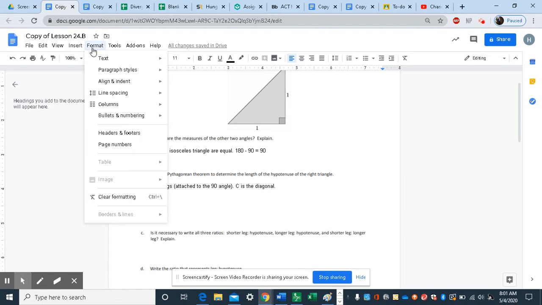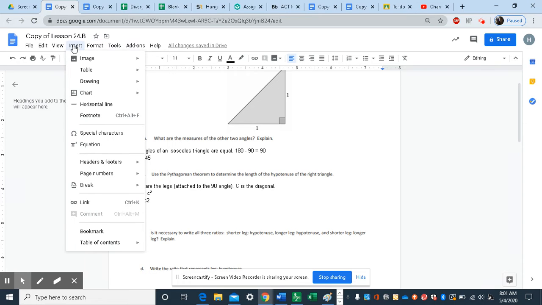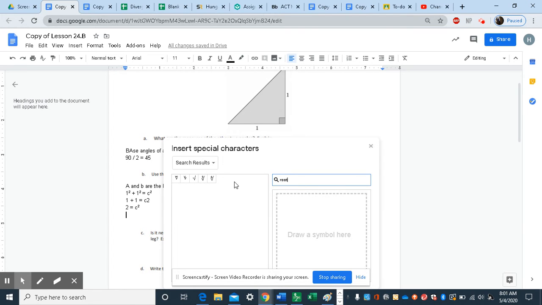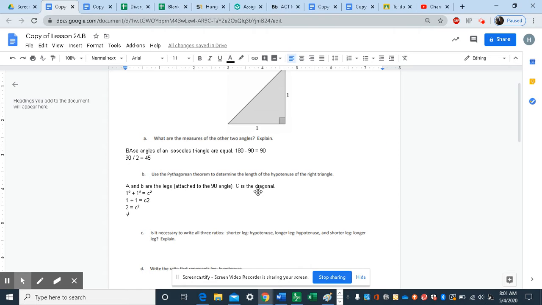So let's see if I can find it. Insert special characters. I found the square root button, and it's under Insert Special Characters, and then you can just type in root, and it should pop up, and then there are the square roots. And then there's the code for Google Docs as well, but I'll probably just keep using Insert Special Characters. So when you click it, it should insert, and there it is.